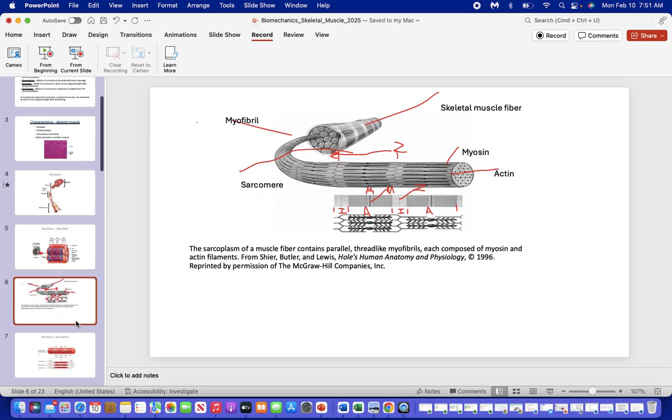All right, this is a little bit better of a picture of it. So here's your muscle fiber, and then it's pulling one myofibril out of it. So the sarcomere is here between these two Z lines. Each sarcomere is made up of thin and thick filaments, which are strands of protein, and they are called myosin and actin. So you can see the thick filament is the myosin, and the thin filament is the actin.